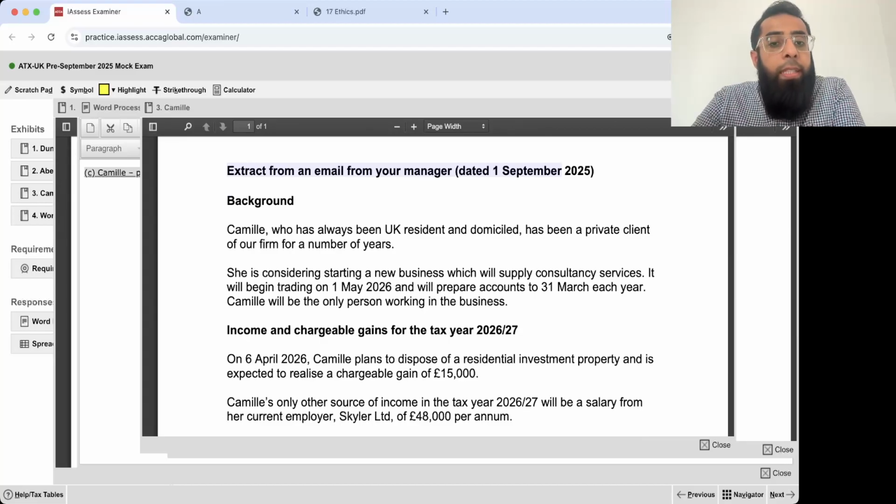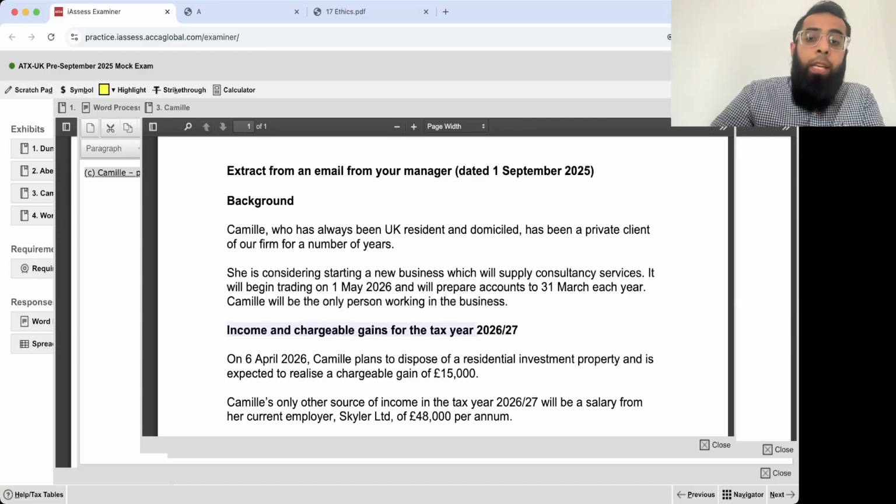Background. Camille, who has always been UK resident and domiciled, has been a private client of our firm for a number of years. She is considering starting a new business which will supply consultancy services. It will begin trading on 1st May 2026 and will prepare accounts to 31st March each year. Camille will be the only person working in the business.